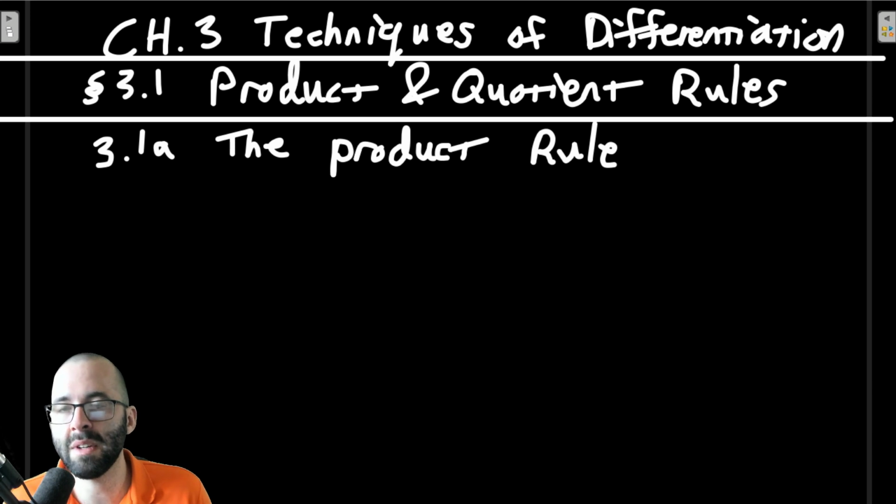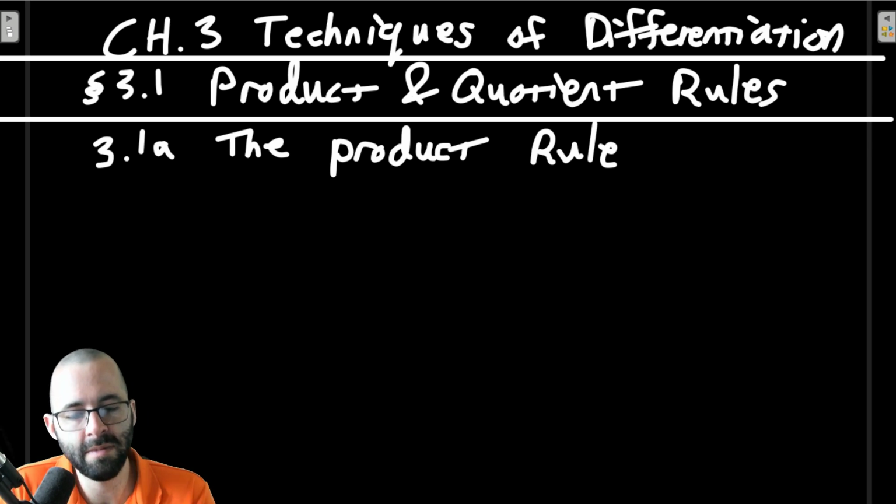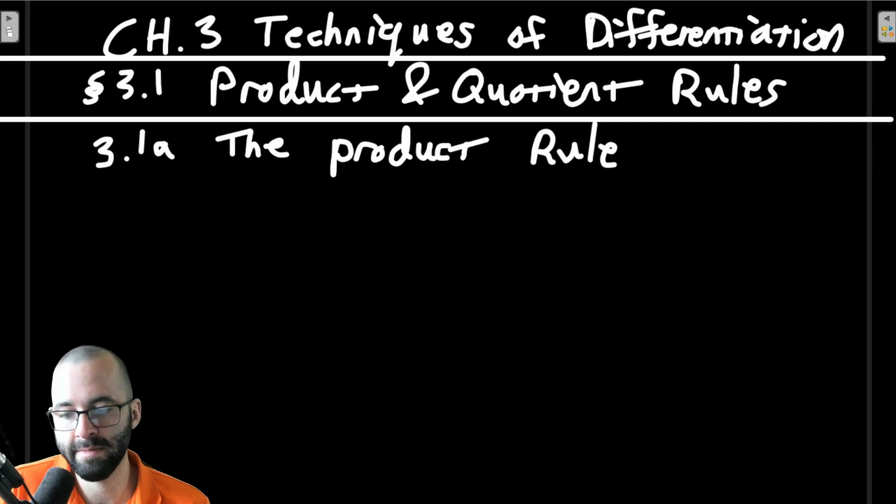This week and next week is Chapter 3, only just taking derivatives, okay? And we'll talk about some rules. Specifically in this week, we're going to talk about the product and quotient rule. Specifically in this video, we're talking about the product rule, okay?